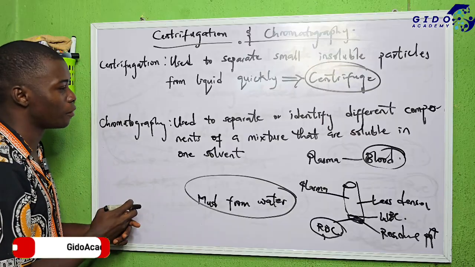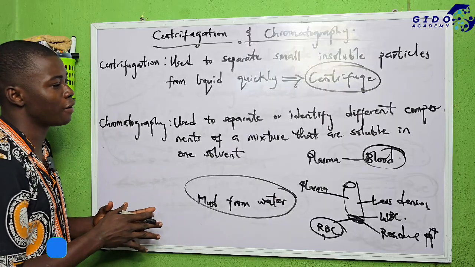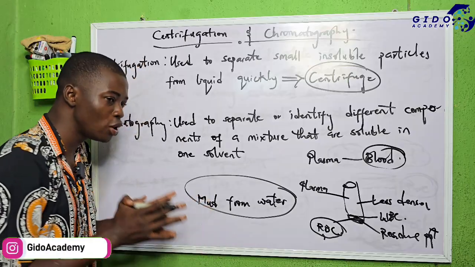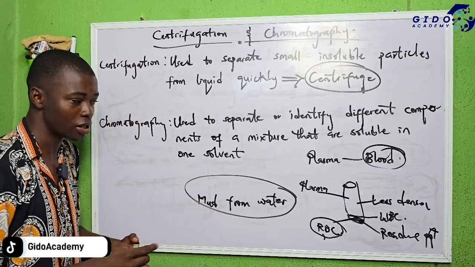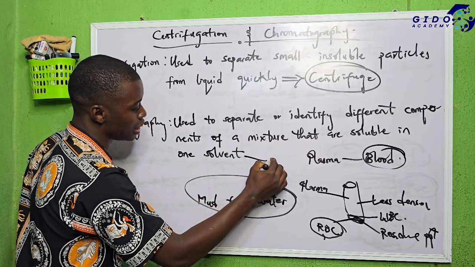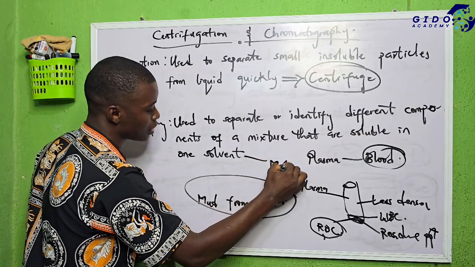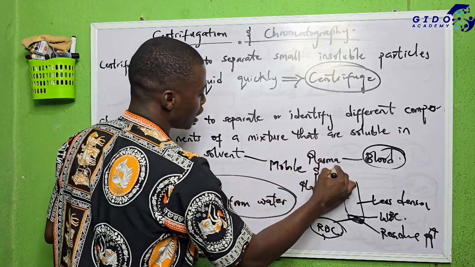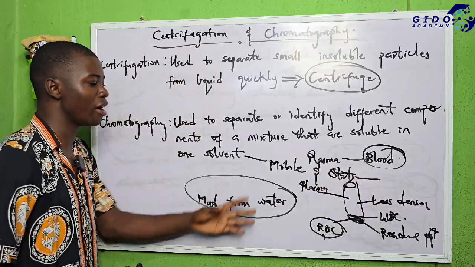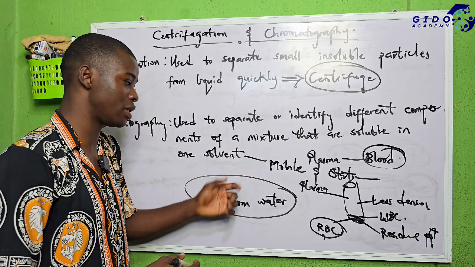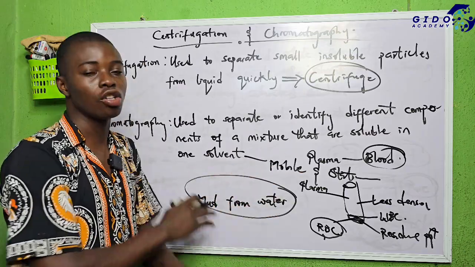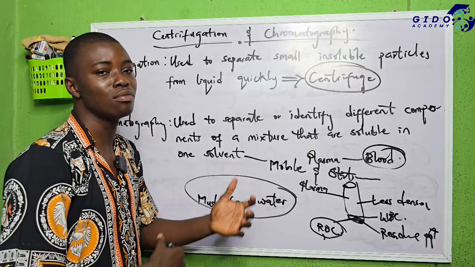What about chromatography? Chromatography is used to identify different components of a mixture that are soluble in one solvent, because like what we always say, we have two phases in there: the stationary phase and the mobile phase. The stationary phase is usually a solid phase, while the mobile phase is usually a liquid or gaseous phase. The stationary phase, just as the name implies, is stationary, it doesn't move, while the mobile phase moves.